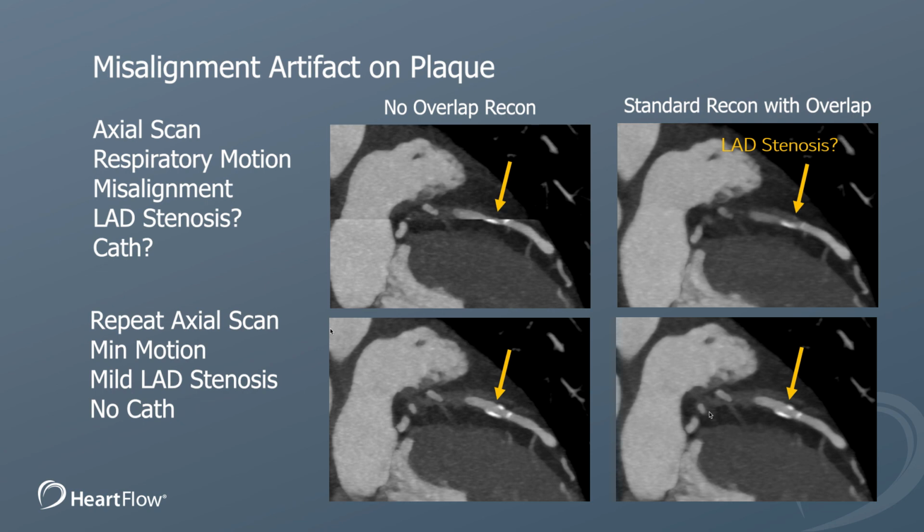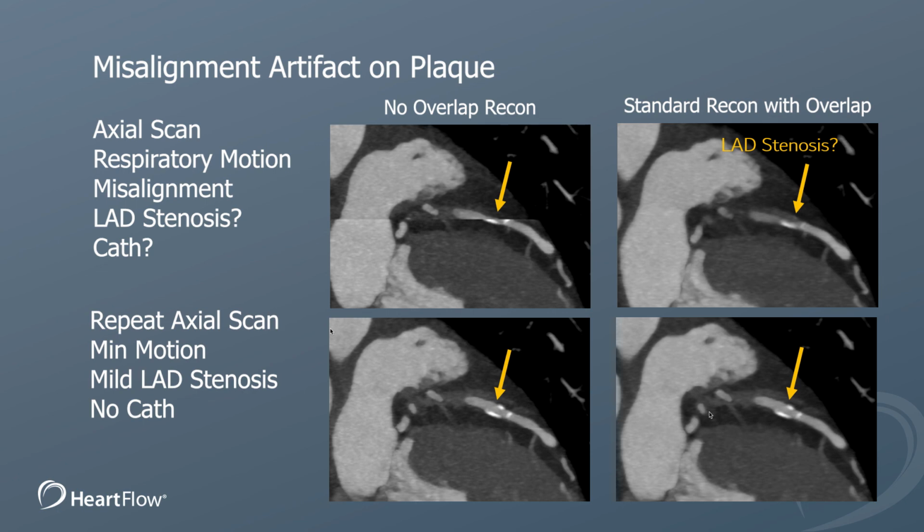It's preferable to actually read the images that are closer to raw data, as you see there, so that you can recognize artifacts and not overcall or undercall plaques and stenoses.